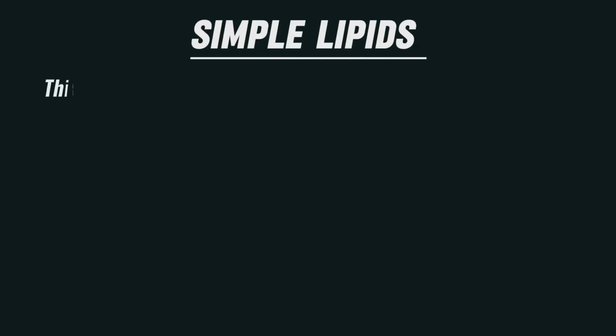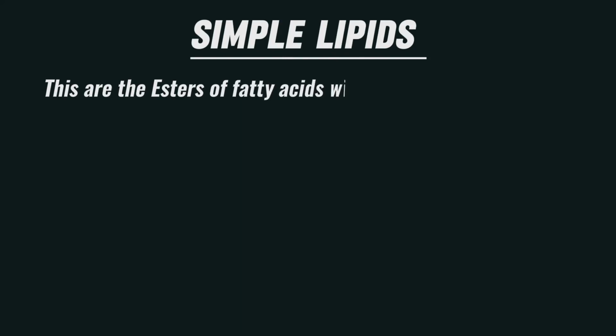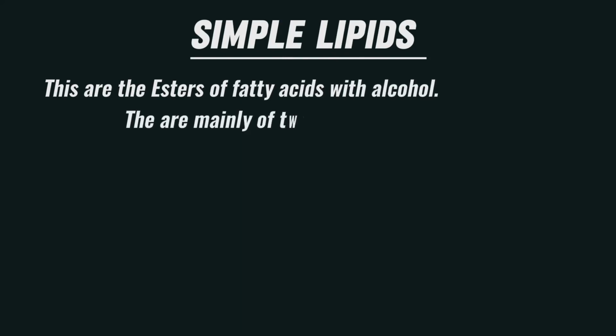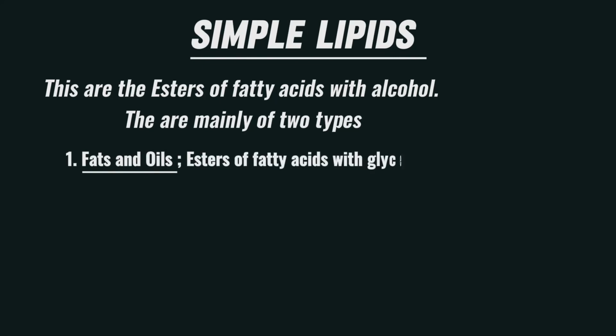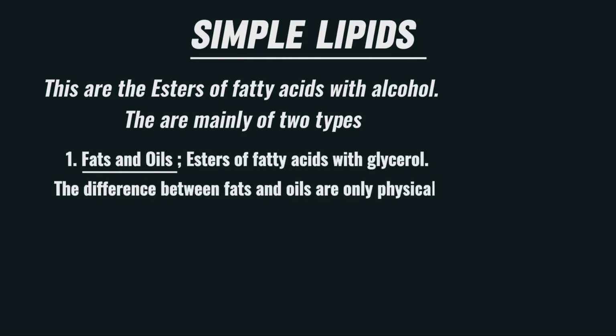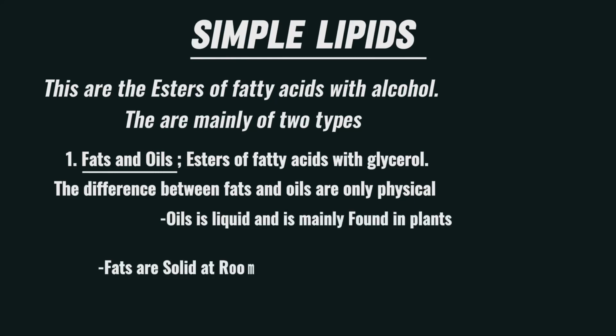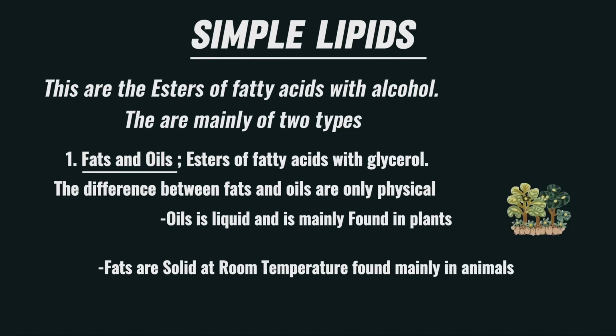Simple lipids. They are the esters of fatty acid with alcohol. They are mainly of two types. 1. Fat and oil, which are also known as triglycerols. These are the esters of fatty acid with glycerol. The difference between fat and oil is only physical, in that oil is a liquid that is mostly found in plants, like cereal. That is why we have groundnut oil, soybean oil, and the rest. While fat is solid at room temperature, it is mainly found in animals.